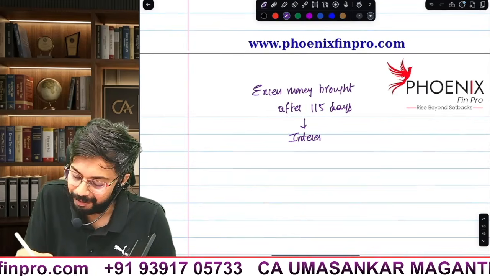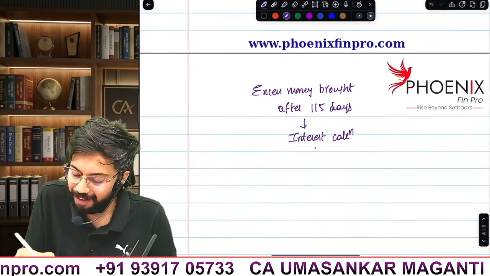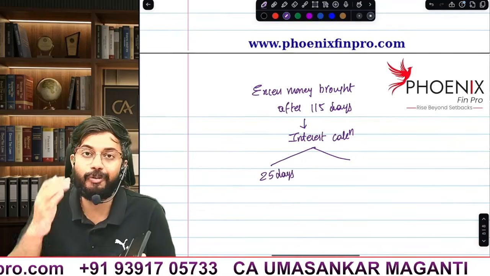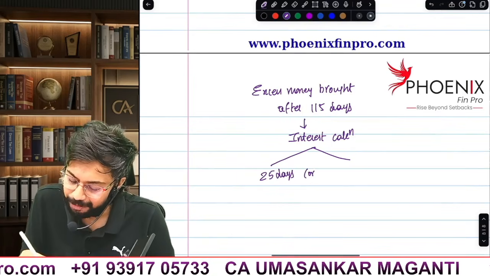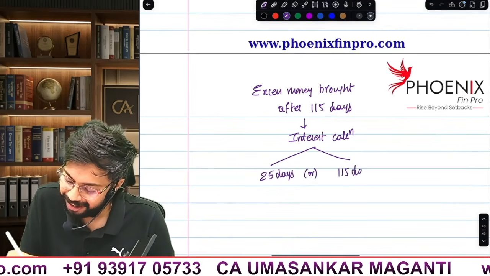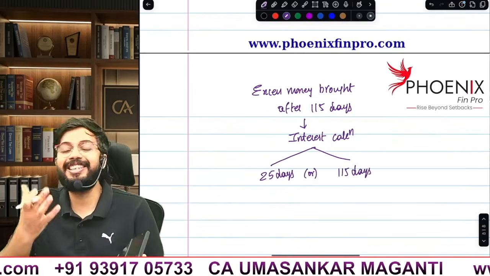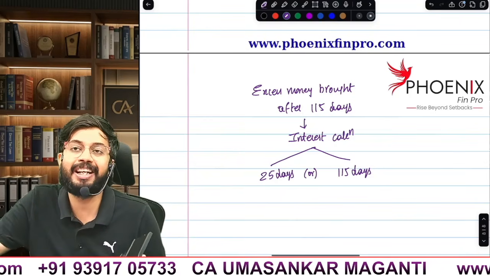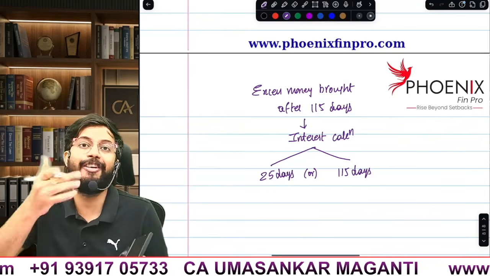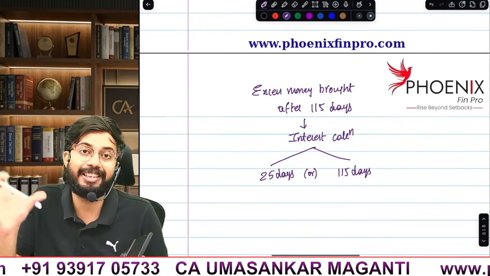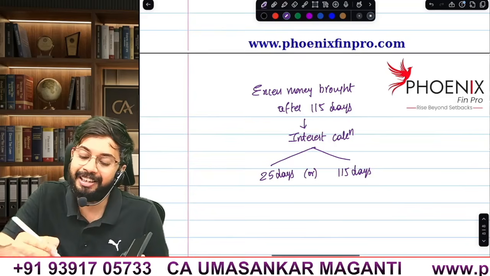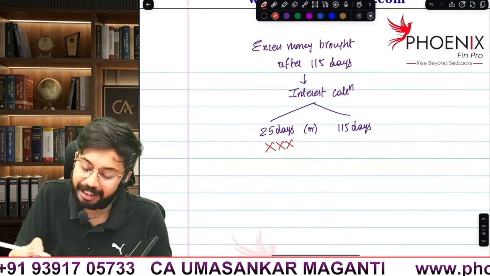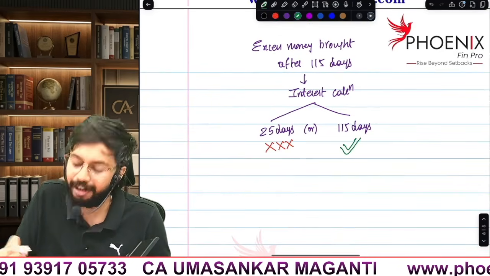Whether interest calculation is done for 25 days. 25 days means over and above 90 days or 115 days. What do you say? Whether interest is calculated after the 90 days period, or immediately after the ITR due date for 115 days? Answer: interest is not calculated for 25 days. Interest is calculated for 115 days.